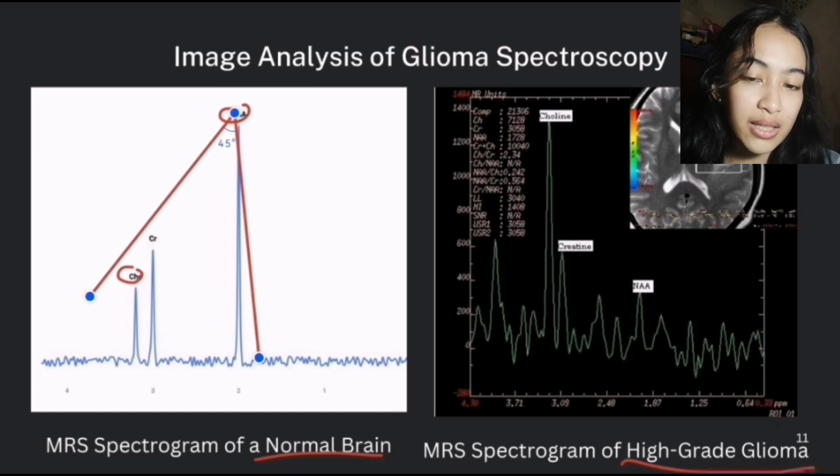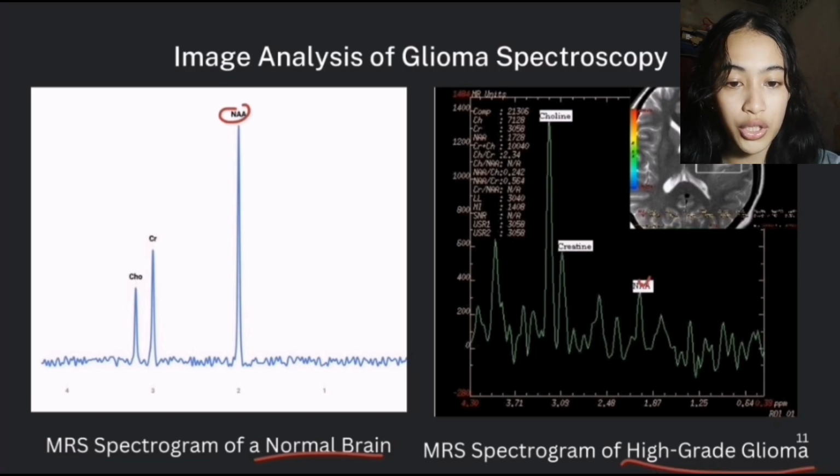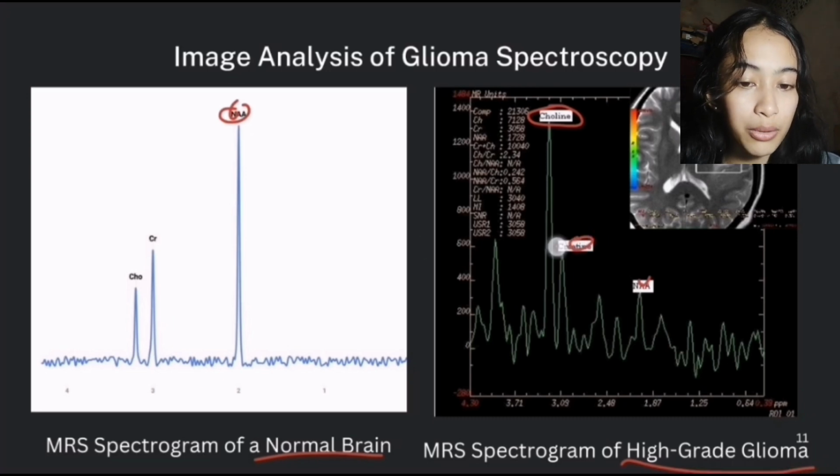However, on the other side, it's the high-grade glioma. As we can see, it has different metabolic changes compared to a normal brain. The NAA is significantly reduced, and that reflects neuronal destruction. The choline is also markedly elevated, indicating high cell proliferation due to the increased tumor activity. And the creatine remains stable or slightly decreased, which signifies a disrupted metabolism.